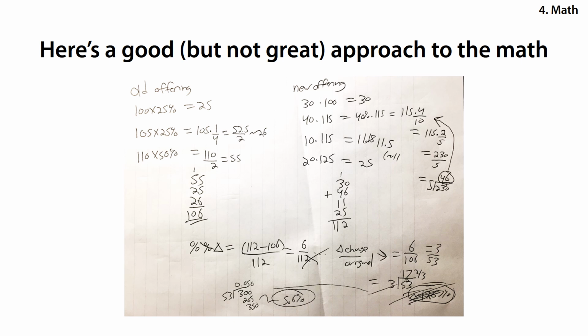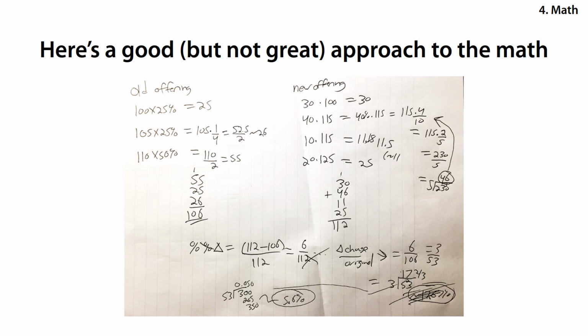Okay, so now I need to see the same weighted average math for the new offering. So 30 times 100 equals 30. 40 times 115, that is 115 times 4 over 10. Okay, 1.5. And then 20 times 125 equals 25.